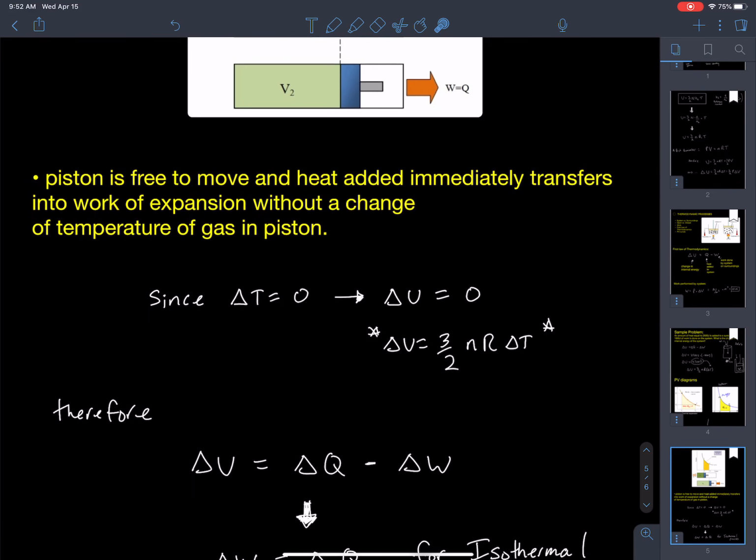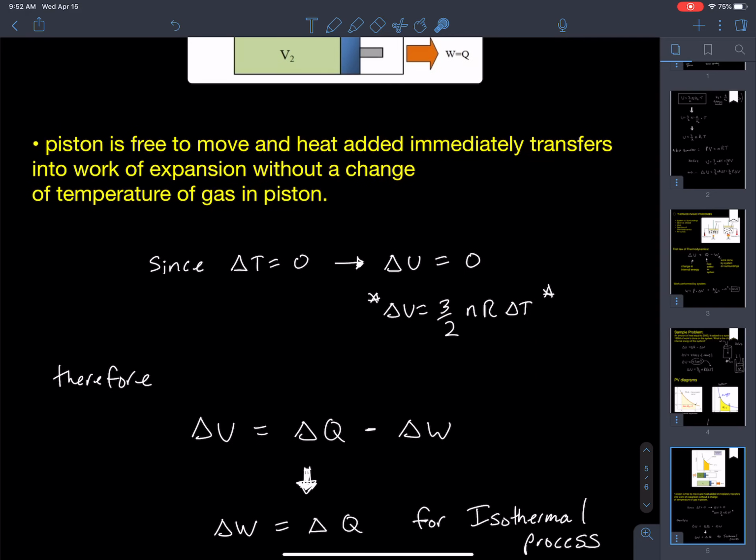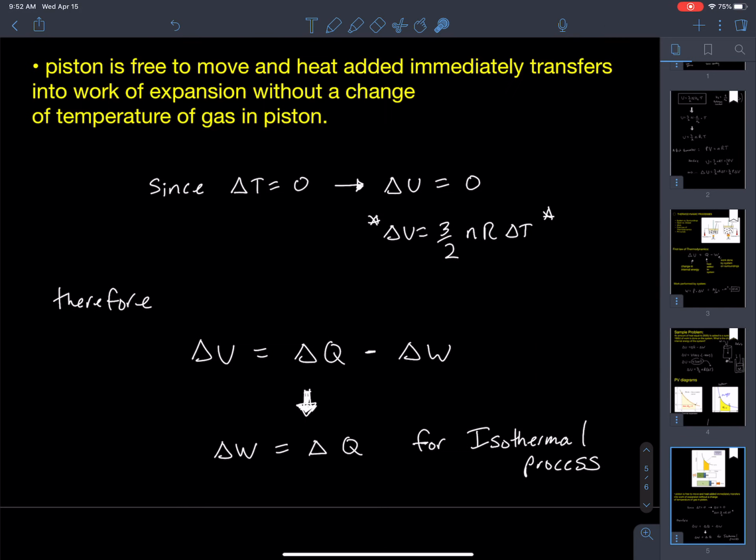Okay, if my change in internal energy is 0, okay, then the change in temperature is 0. Remember that relationship? Therefore, this relationship becomes, if I put a 0 here, the change in work done by the piston is equal to the change in heat that I put in for an isothermal process. Those are pretty simple, okay? So the next video, we're going to talk about all the other types of thermal processes that happen in pistons.